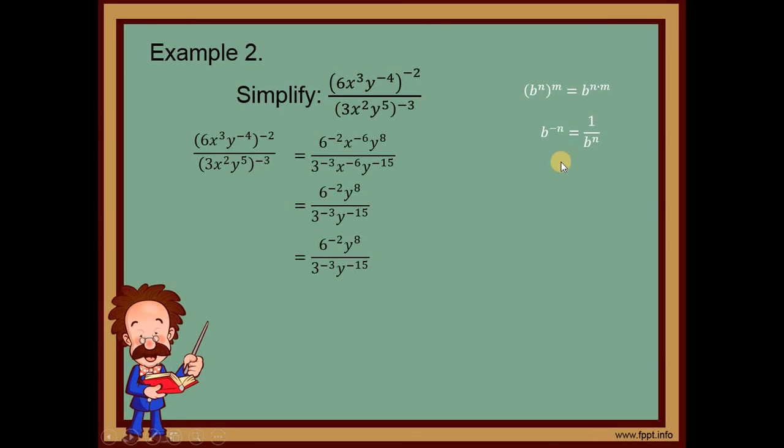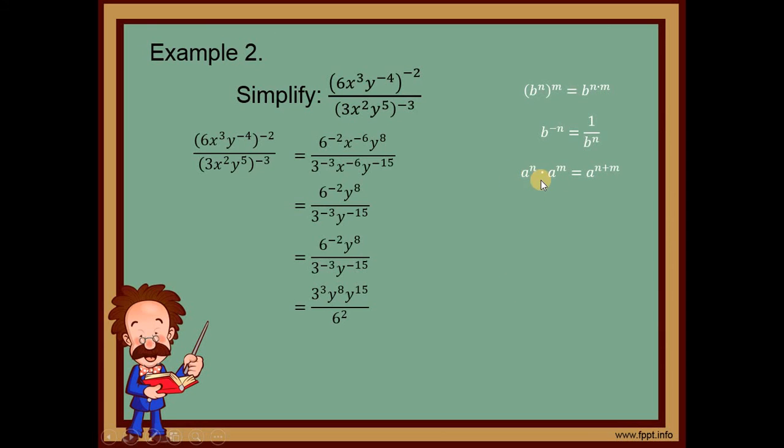Next is apply natin yung rule na negative exponent. So we have b raised to -n is equals to 1 over b raised to n. So lahat ng negative exponent, i-reciprocal natin. So yung 6 raised to -2 mapupunta sa ibaba. Yung 3 raised to -3 mapupunta sa taas. Yung y raised to -15 mapupunta sa itaas. Like this.